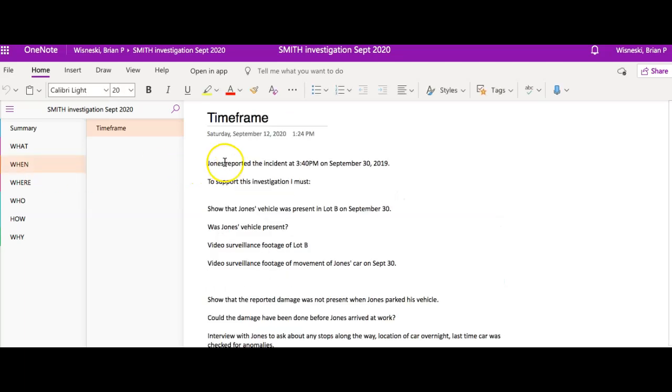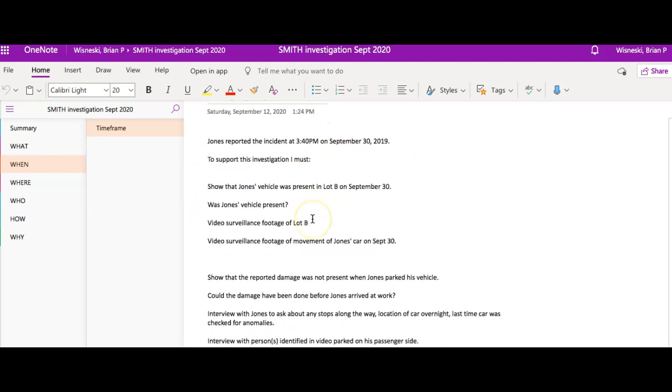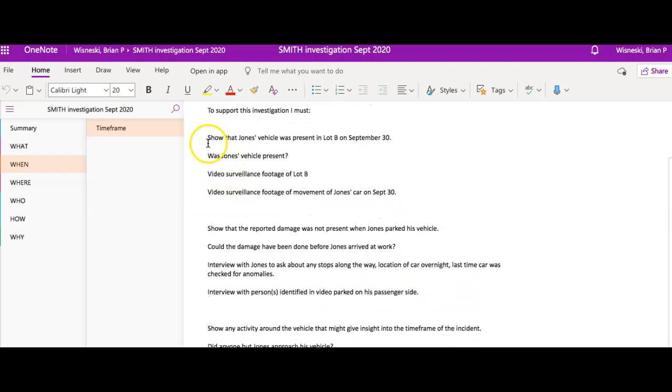Now I can go to my when, right? And I put in my questions, my statements. This is my investigative report. Jones reported the incident at 3:40 on the 30th, right? To support this investigation, I must. Does this look familiar? This is indeed the statement, the questions, and where I'm going to get the information.